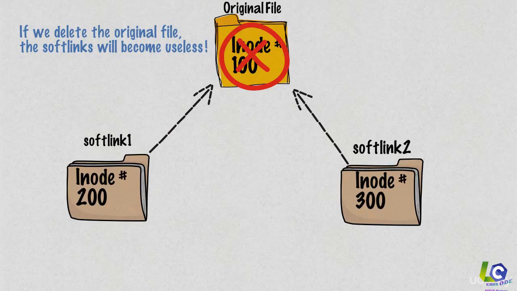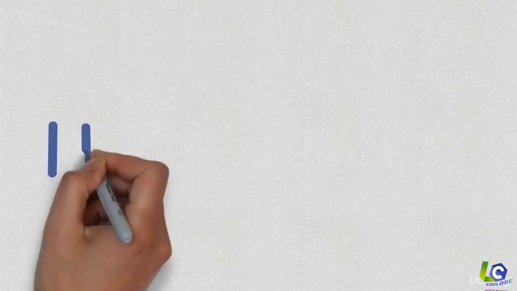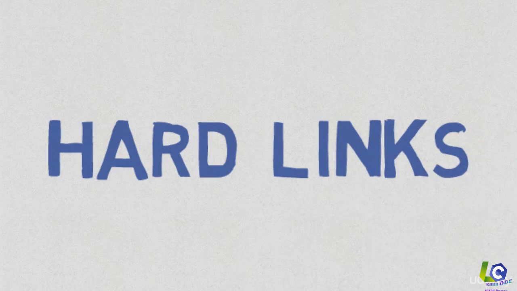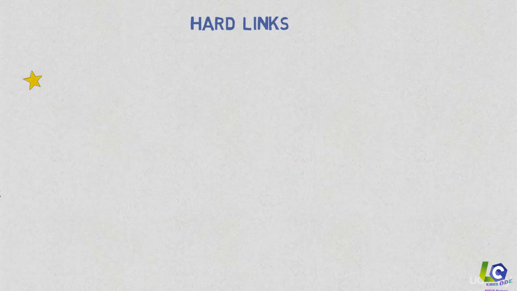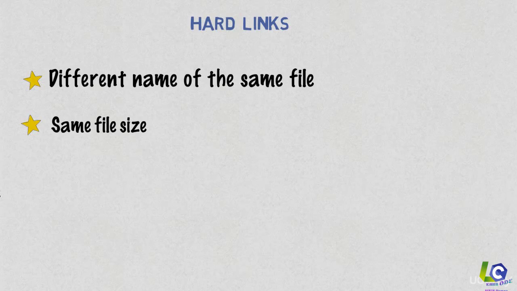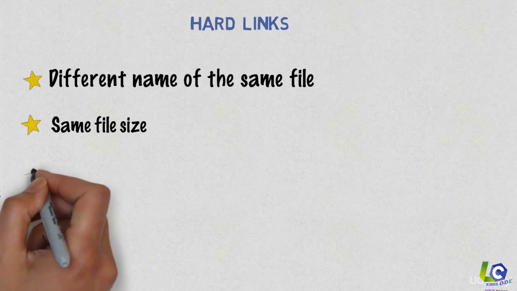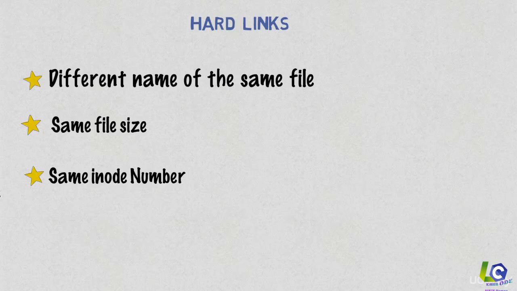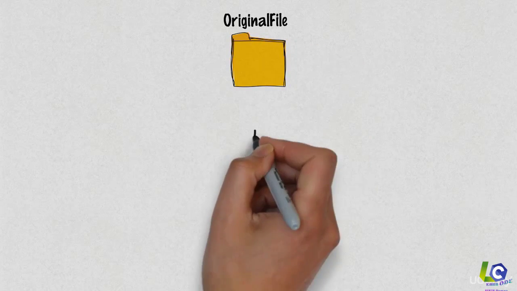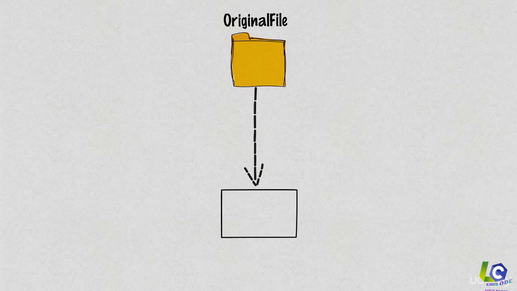There is another type of link in the Linux file system. This one is called a hard link. A hard link is basically a different name for the same file. So it's pretty much the exact same file, unlike a soft link. It has the same file size as the original file. So you might think of it as a shortcut. However, it has the exact same file size and the exact same inode. So you cannot actually differentiate between an original file and a hard link.